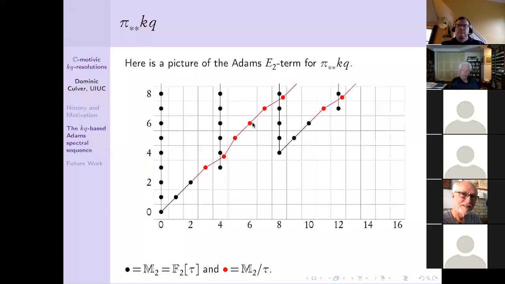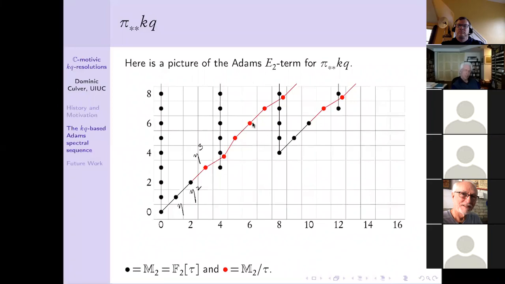Okay, so here, what's going on? So this dot here, that's eta squared, and that's eta cubed, and so on and so forth. So this tower is an eta tower. Now, if you ignored the red dots for a moment, then you would actually be recovering the usual Adams E2 term for KO, right?